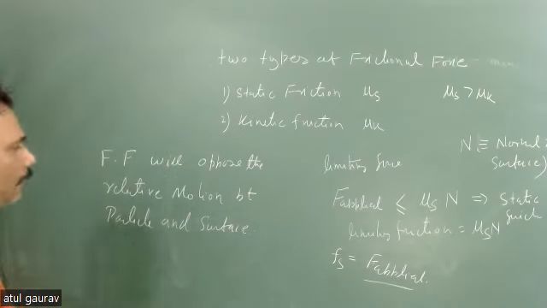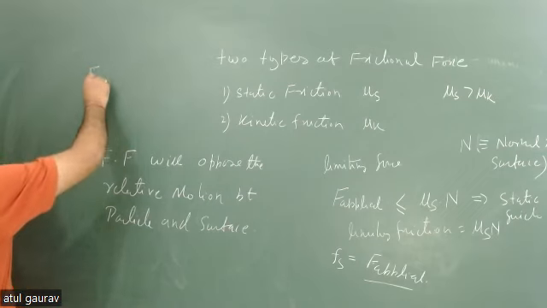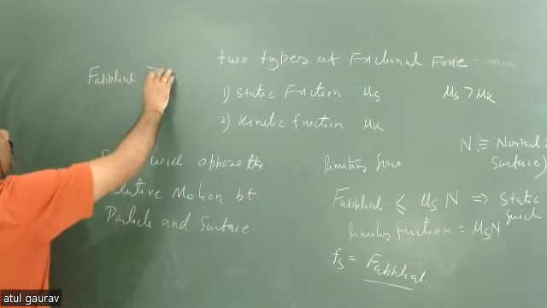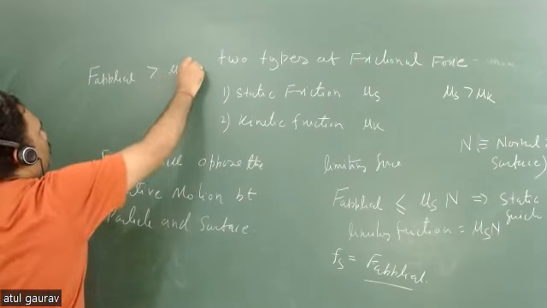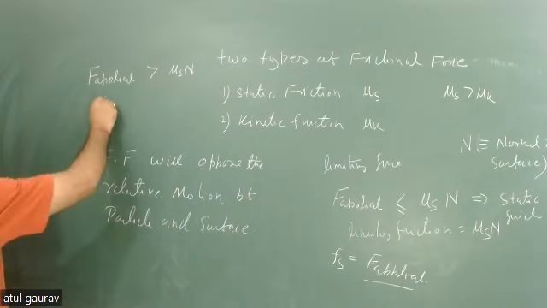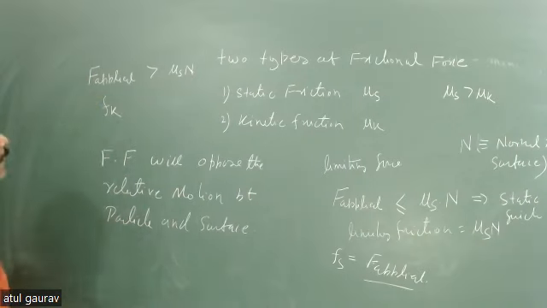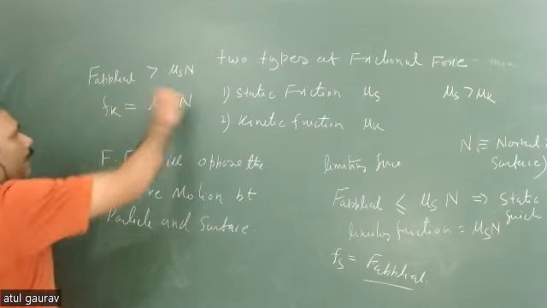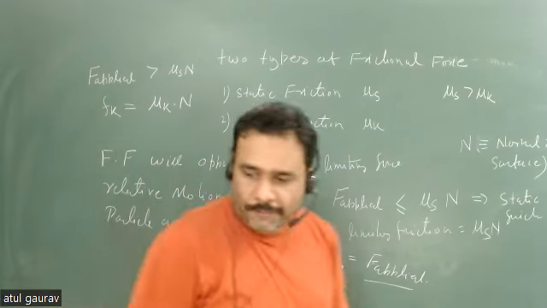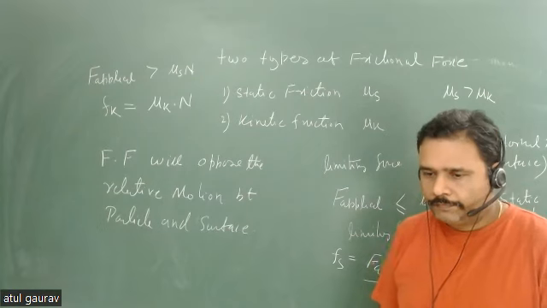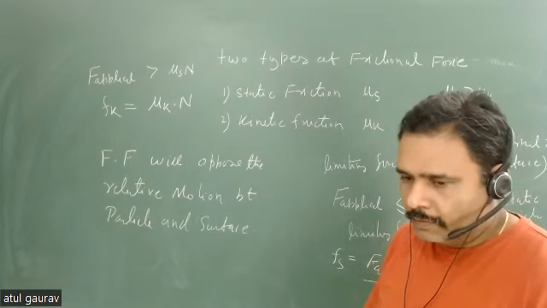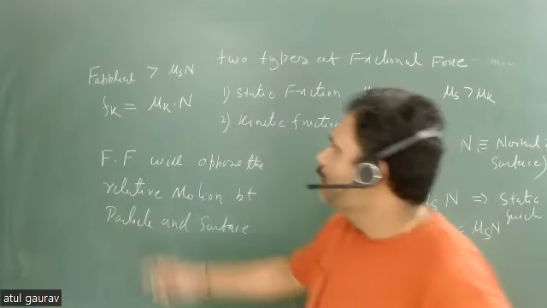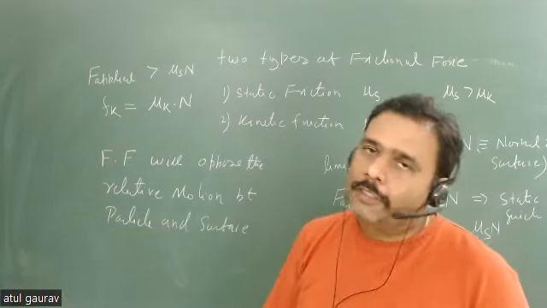And what will happen when F applied is greater than mu s into N? Then you will go for kinetic friction. And your kinetic friction is always the same, and that value is mu k into N. Everyone is comfortable? Yes, sir. Is that not equal to F applied? No, that is not equal to F applied. The kinetic friction is mu k into N. That is constant, always constant in nature.